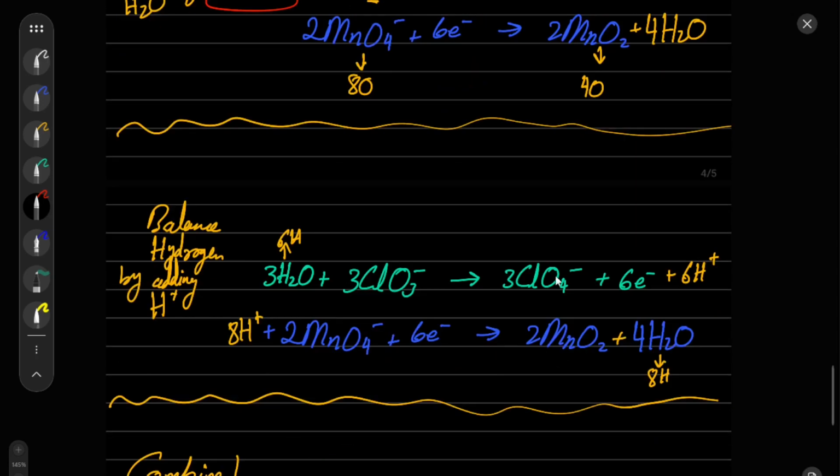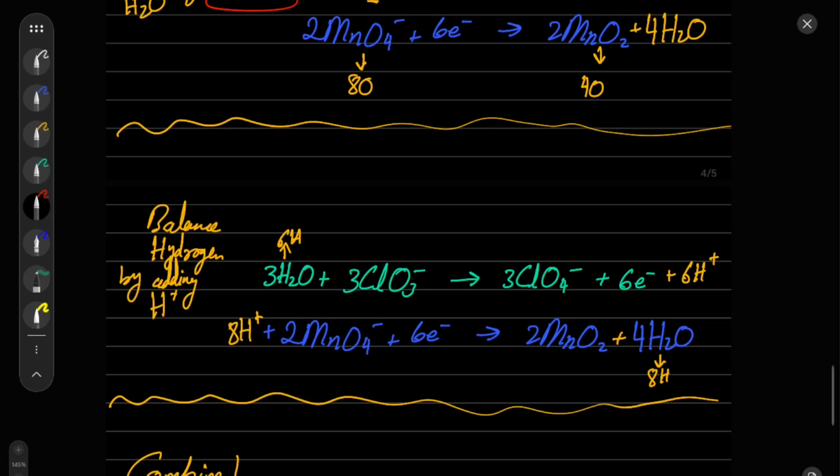Now let's talk about hydrogen. Quite simply, I have 6 hydrogens on the left, so I must have 6 hydrogens on the right as well, so I add 6 hydrogen ions. Similarly, I have 8 hydrogens on the right for this Mn equation, so that means I must have 8 hydrogen ions on the left so that the hydrogens are balanced, and that way I can balance it as well. Now everything has been done.